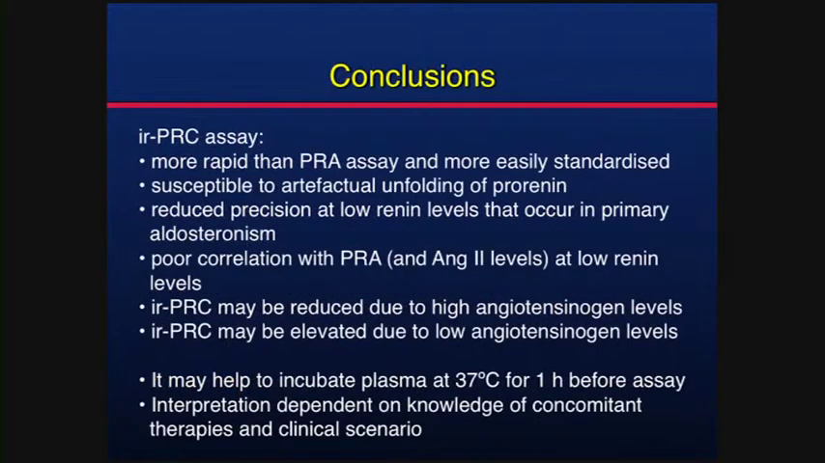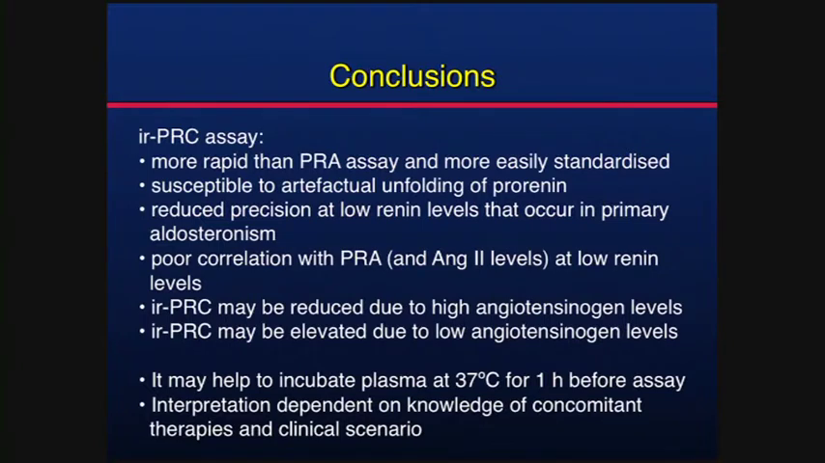So in conclusion, the immunoassay is more rapid than the plasma renin activity assay. It's more readily standardized, but it is definitely susceptible to unfolding of the pro-renin, which may be a major problem if you're trying to measure very low levels of renin in the sample.